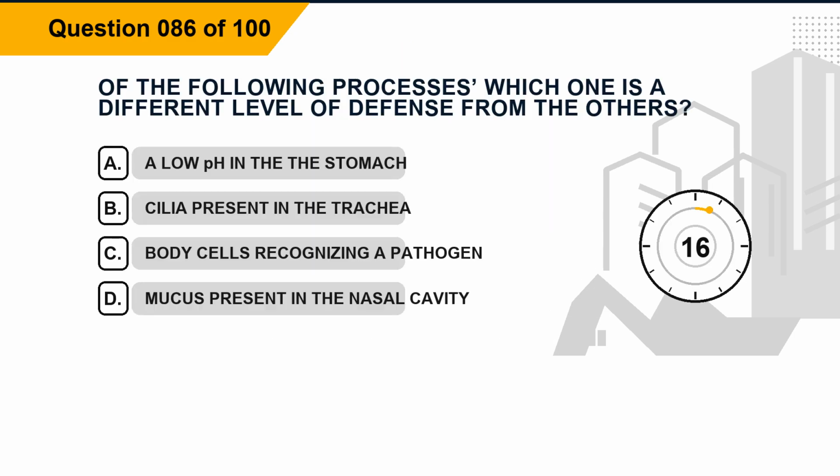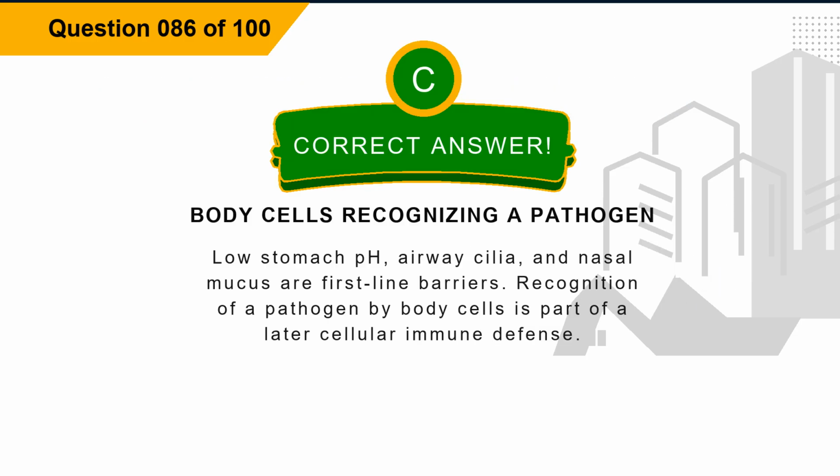Question 86. Of the following processes, which one is a different level of defense from the others? Option A. A low pH in the stomach. Option B. Cilia present in the trachea. Option C. Body cells recognizing a pathogen. Option D. Mucus present in the nasal cavity. The correct answer is option C. Body cells recognizing a pathogen. Explanation. Low stomach pH, airway cilia, and nasal mucus are first-line barriers. Recognition of a pathogen by body cells is part of a later cellular immune defense.